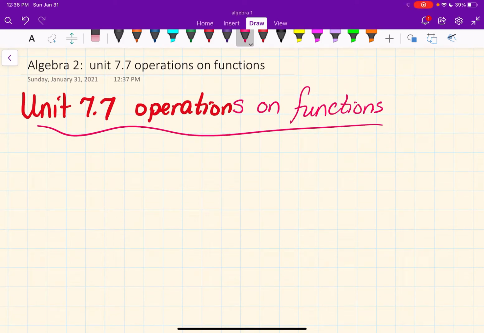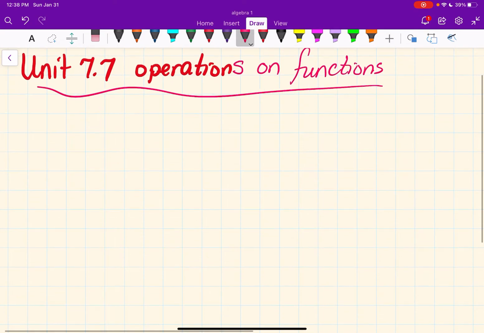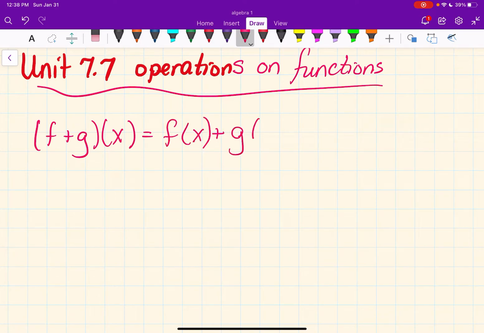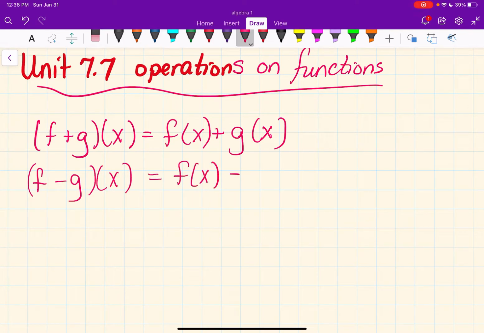Okay, 7.7 is operations on functions. A lot of these you've done before, we just haven't called it operations on functions. So it's really a lot about notation. If I have f plus g of x, that's the same as f of x plus g of x. So we're just adding them together, like terms simplifying. We have f minus g of x, same thing, we're just subtracting this time. So we have to distribute that negative first, and then we stack and add.